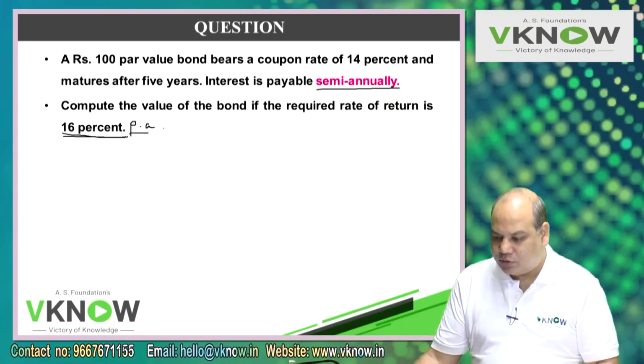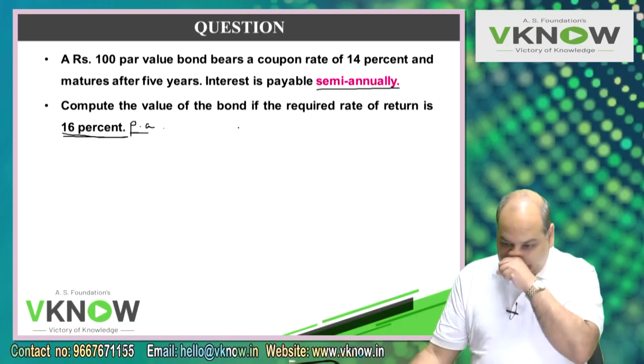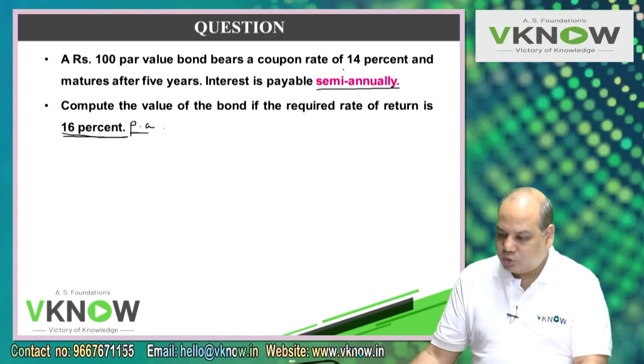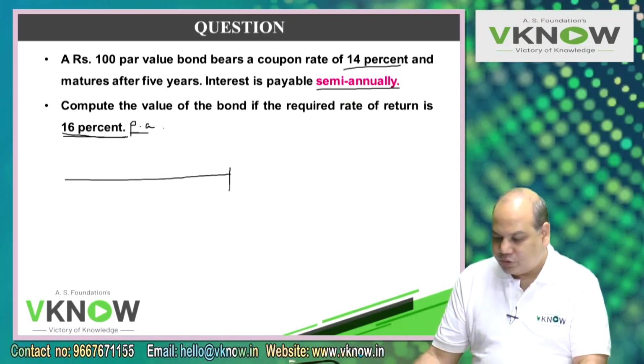Even if per annum is not mentioned, it can't be for 6 months. Coupon rate is 14%. Now what happens in a semi-annual bond? Suppose this is year 0, year 1.